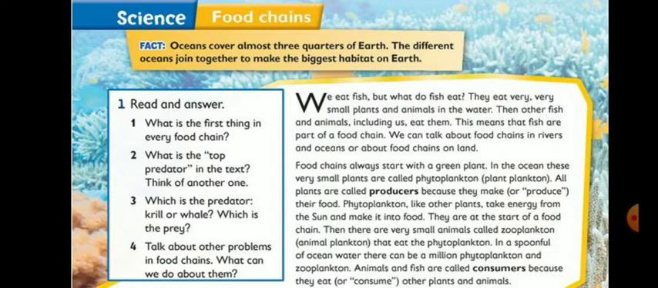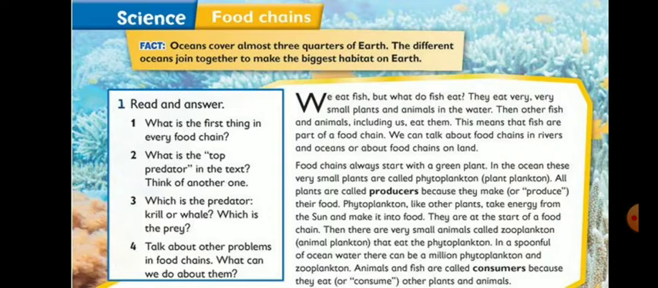We can talk about food chains in rivers and oceans or about food chains on land. Food chains always start with a green plant. In the ocean, these very small plants are called phytoplankton. All plants are called producers because they make or produce their food. Phytoplankton, like other plants, take energy from the sun and make it into food. They are at the start of the food chain. Then there are very small animals called zooplankton, animal plankton, that eat the phytoplankton.